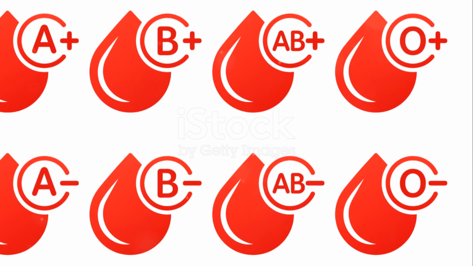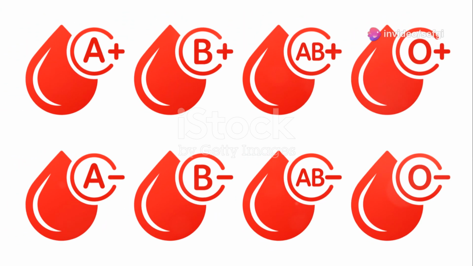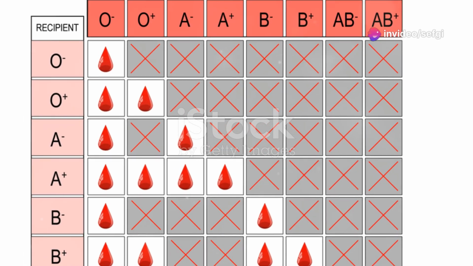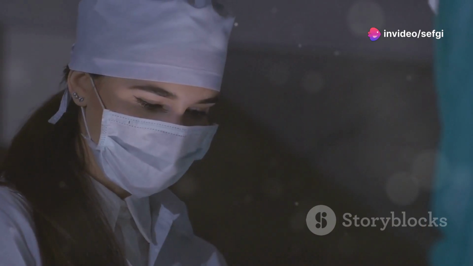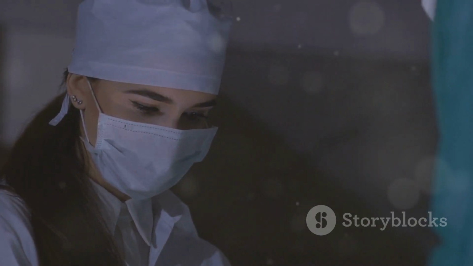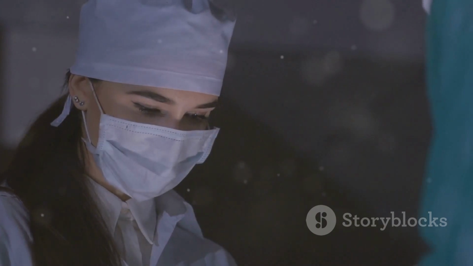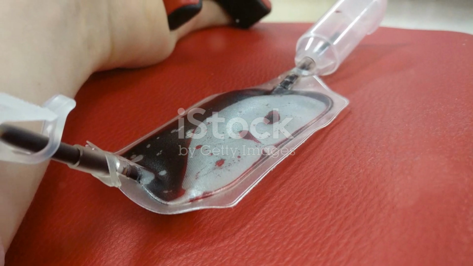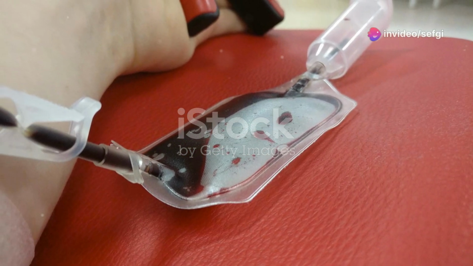Think of it like a lock and key system. Each blood group has a unique lock, and only the corresponding key can unlock it without triggering an alarm. This intricate system of blood groups is vital for safe blood transfusions, organ transplants, and even pregnancy. Join me on this journey as we unlock the secrets of this vital essence that flows within us all.